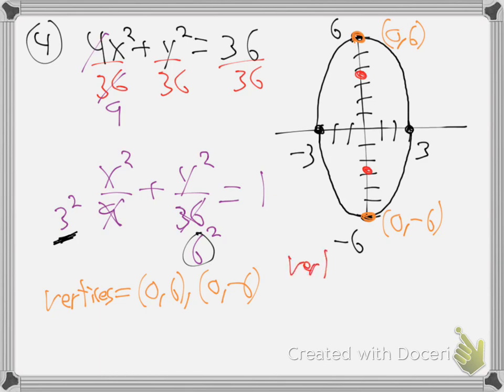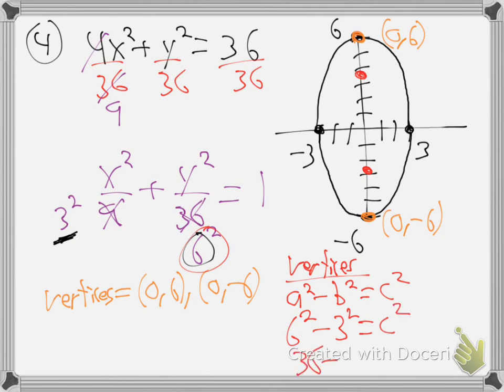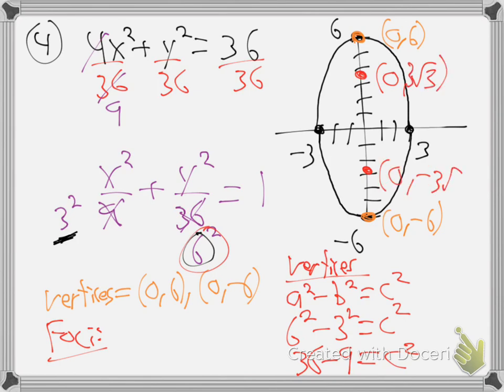For the foci, we use the Pythagorean with a minus. So the A's got to be the bigger, and that makes sense when you subtract. The bigger one's got to come first. So that's going to be 6 squared minus 3 squared is c squared. That's the same thing as we did a minute ago, exactly the same answer. So it's going to be root 27. So the foci points are over 0, up 3 root 3, over 0, down 3 root 3. And we're out of time.